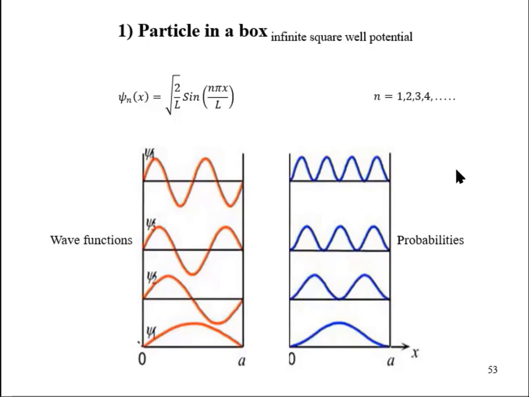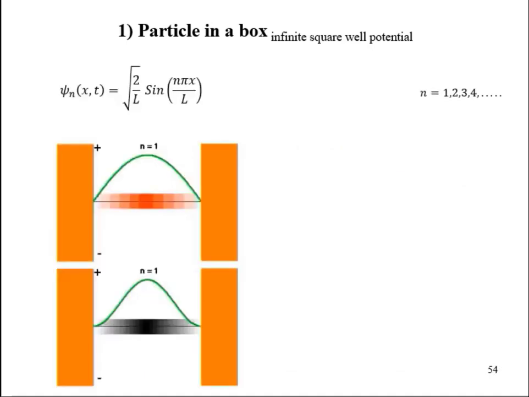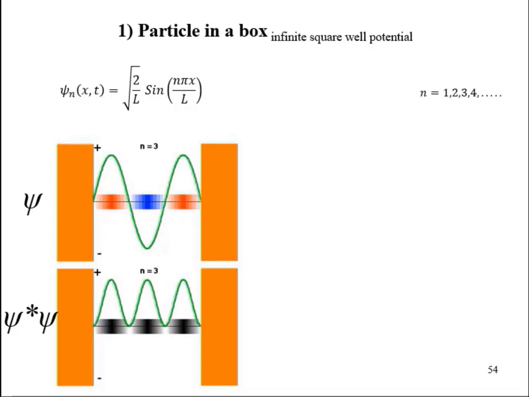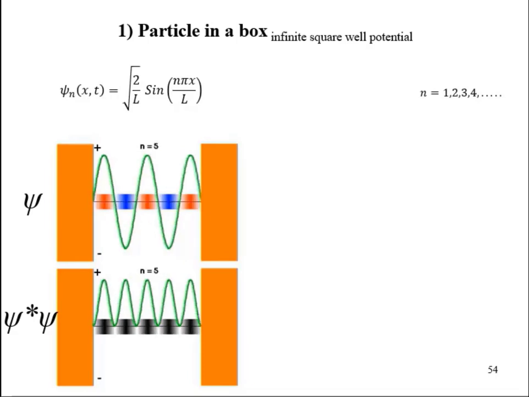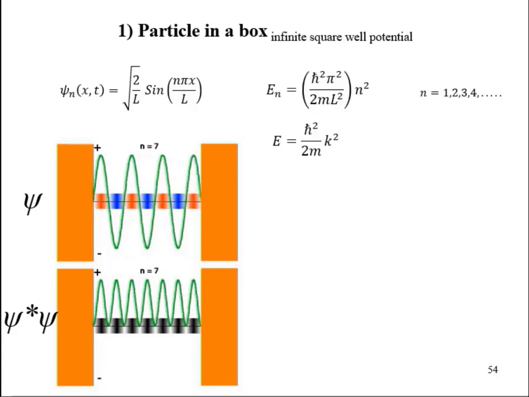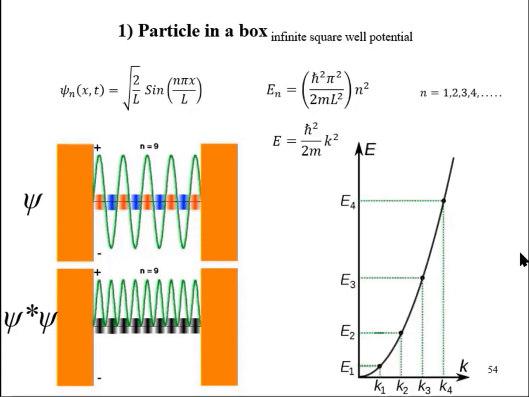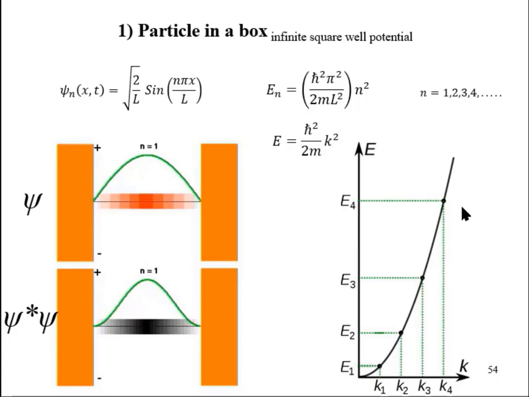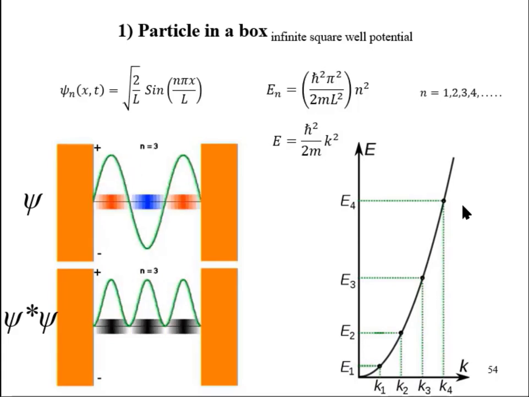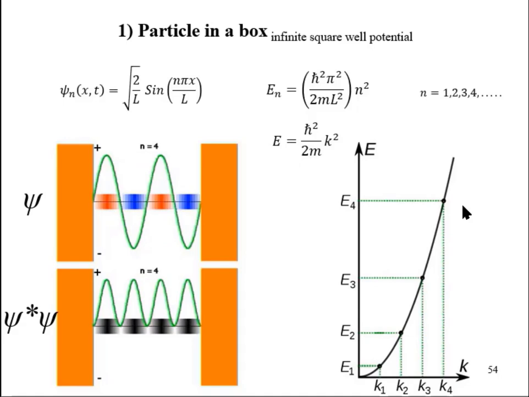Let us talk something more about it. Here we see that the wave function for different n values represent different states of the system with quantized energy values. Energy varies with k vector parabolically. K is also known as the wave propagation vector. The energy and k vectors are quantized in all the quantum mechanical systems.